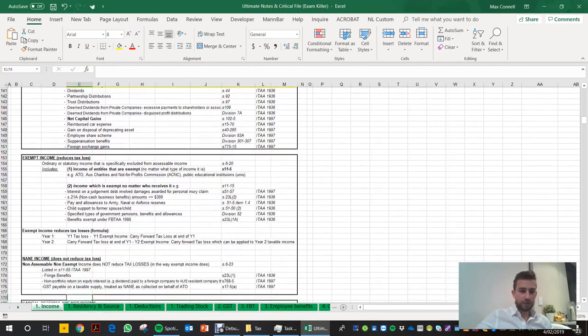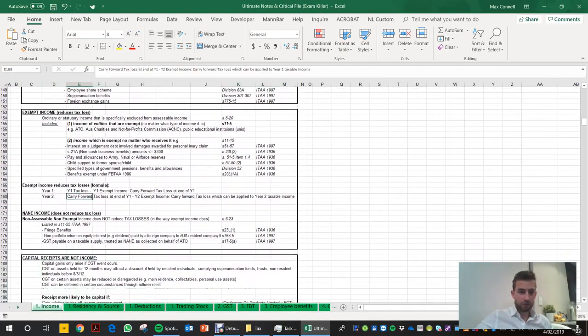So, exempt income. Let's talk about this concept now as well. There's two types of exempt income. There's normal exempt income, and there's NANE, non-assessable, non-exempt income. Now, both of these, you do not have to pay any tax on this income. Some examples of normal exempt income: if you work for the army, for example, your income is often exempt, which means you don't have to pay tax on it.